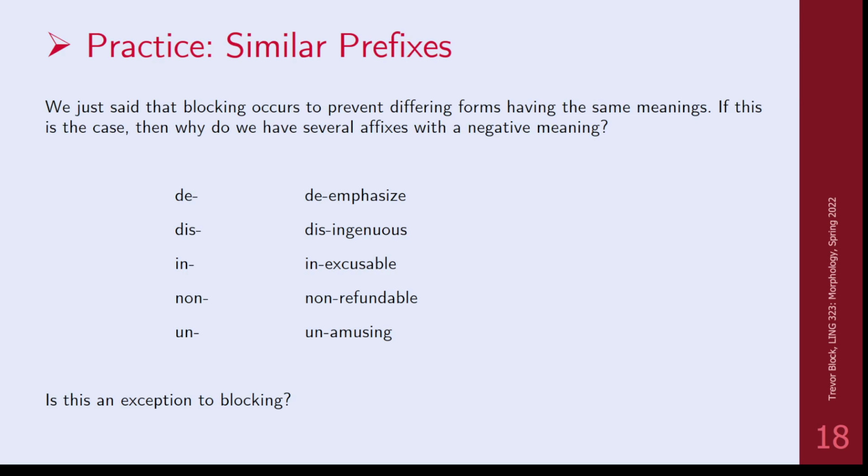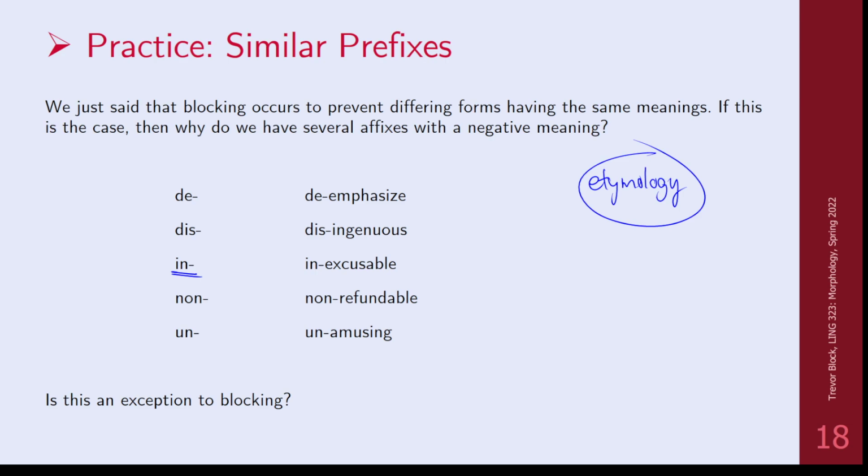So here's a question. We have a lot of different prefixes in English that represent the negative. So de, dis, in, non, and un. If we have blocking, why do we have 5 different forms that express not, that negative meaning? Is this blocking? Is this an exception to blocking? And this is really partly to do with etymology. So we borrow our words from different languages. So of course we have the Latin form, we have Greek forms, we have Old English forms, we have some French forms that might have come in too.